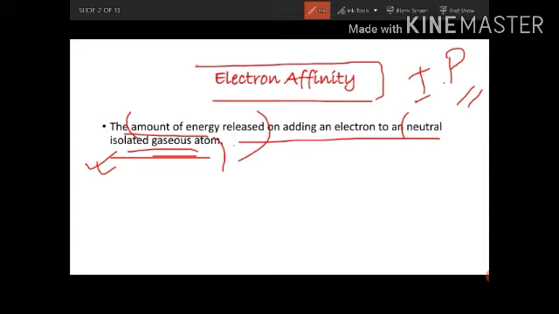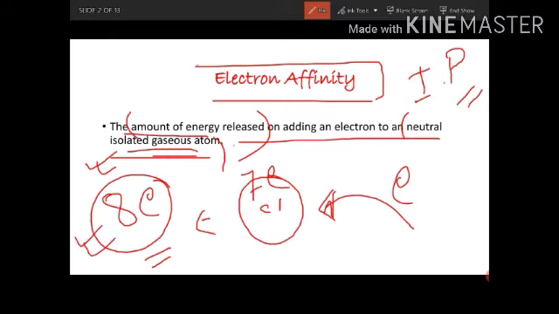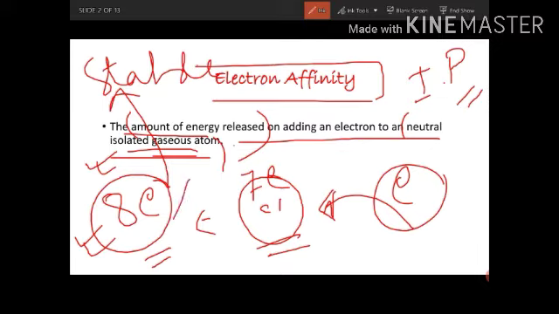So I will take one example. See, suppose you have chlorine here. We have 7 electrons in the outermost shell of chlorine. So when you add 1 electron to chlorine, it becomes 8 electrons. Am I clear? So what is chlorine doing? Chlorine is getting an octet configuration. What kind of configuration is this? This is a stable configuration. So when chlorine is gaining an electron, it is becoming stable.